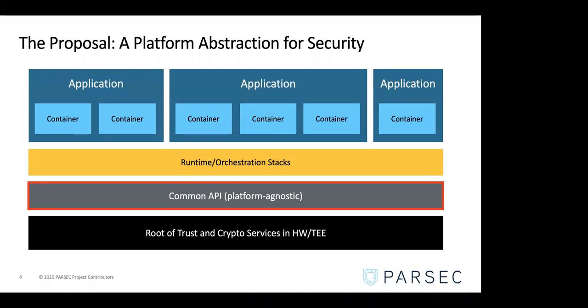So here's a visual representation of where Parsec sits. It is creating this new abstraction layer, a common API over variable root of trust or cryptographic services that would otherwise be accessed using more specialized APIs, things like TPM 2.0 or PKCS 11. This then becomes a uniform software platform in support of runtime or orchestration stacks, and ultimately in support of one or more applications.